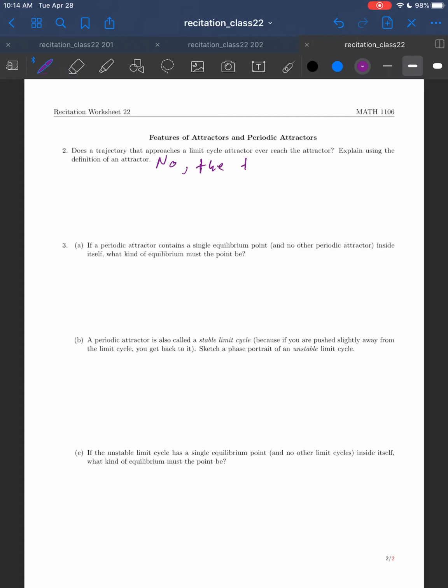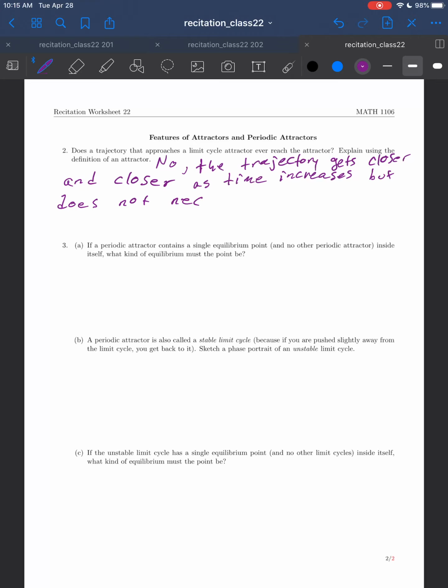So no, the trajectory gets closer and closer as time increases, but does not necessarily reach the attractor, because we only approach it as time goes to infinity.